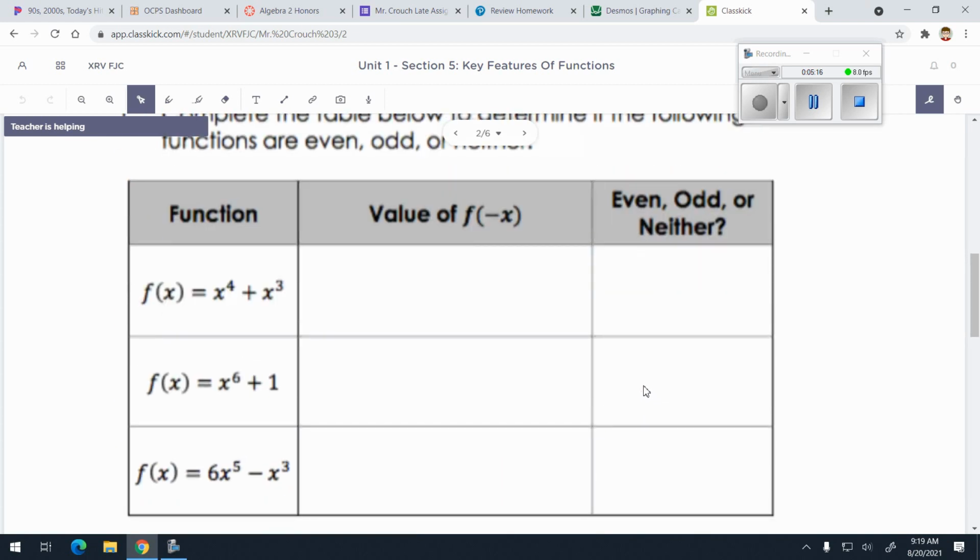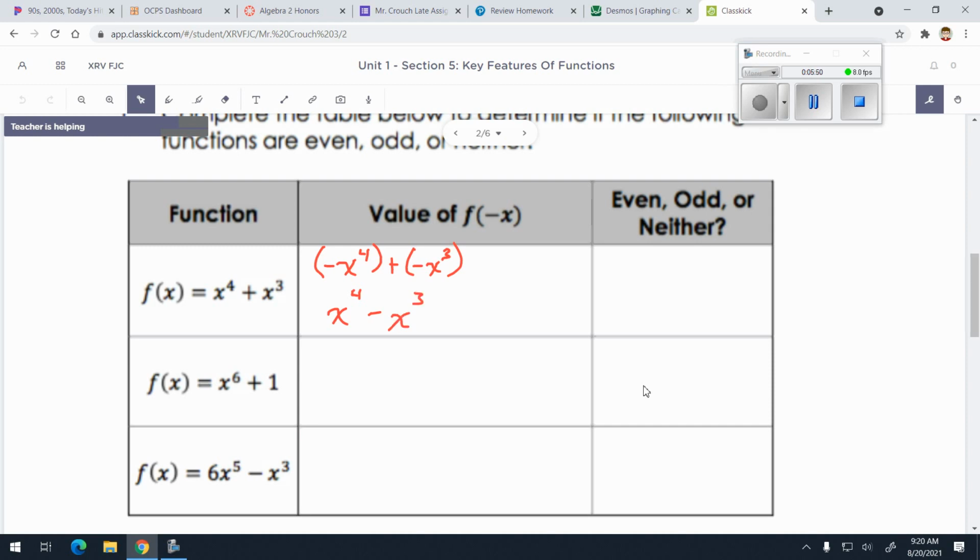So, let's take a look at these three. The first one says f of x is x to the fourth plus x to the third. If I replace x with negative x, it's going to be negative x to the fourth plus negative x to the third. Well, if I take negative x and put it to the fourth power, what do I get? Positive, so it's going to be x to the fourth. And if I take negative x and put it to the third power, what do I get? Negative, so it's going to be negative x to the third.